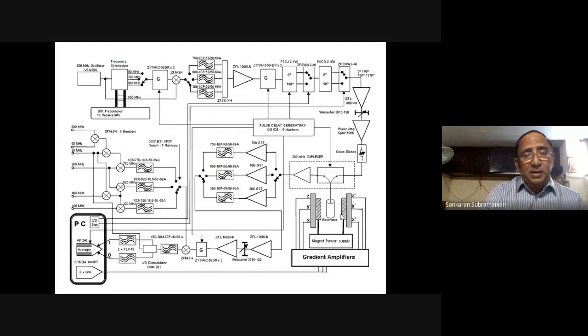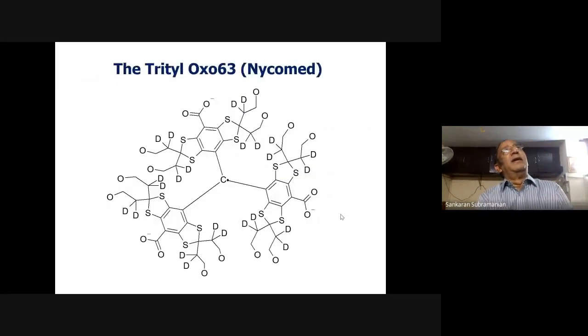It is also possible to use certain, in the case of NMR, imaging is done with the water proton, which is plenty, 55 molar. If you want to do ESR imaging, you have to introduce free radicals into the animal. And what is introduced is this particular molecule that you get here. It's called the trityl OXO63 generated by Nycomed. Now it's the property of GE Healthcare.